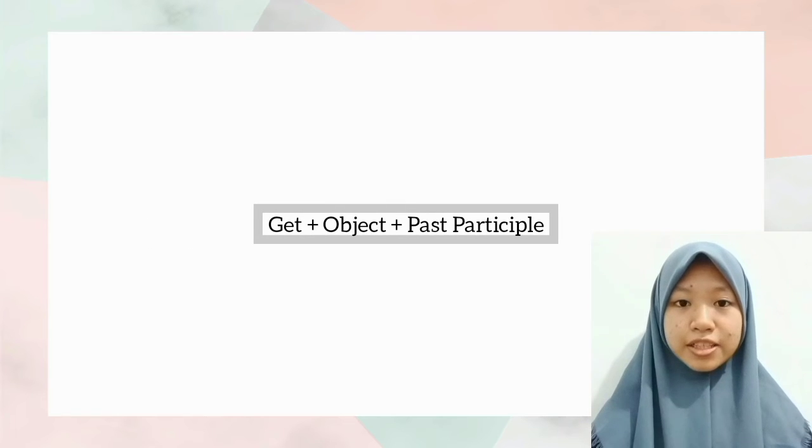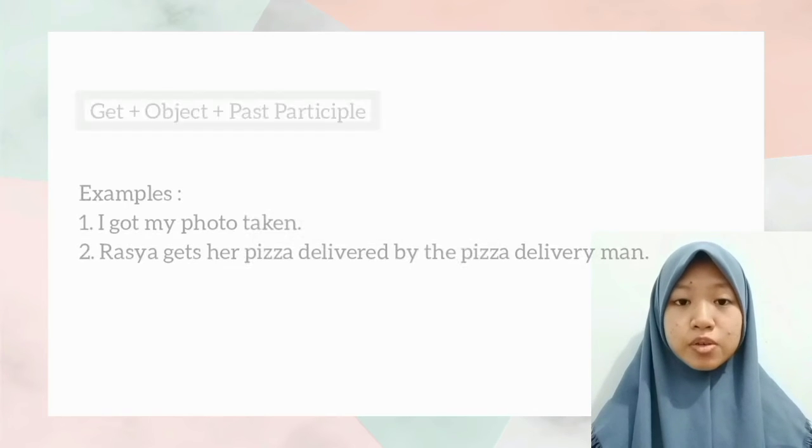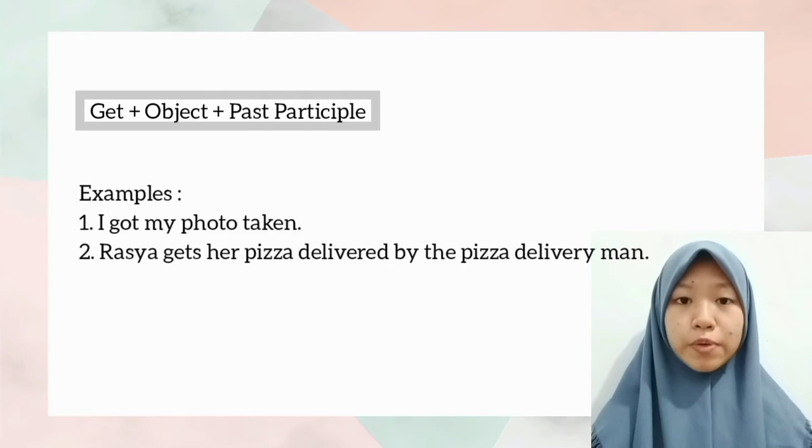The third formula is for passive causative verb get. The formula is get plus the object plus past participle or verb 3. We use this structure when we arrange somebody else to do something and when it is unnecessary to say the person who does the action, or it is obvious who does the action. But we can say the person who does the action. It is optional to use it. I have two examples. First, I got my photo taken.